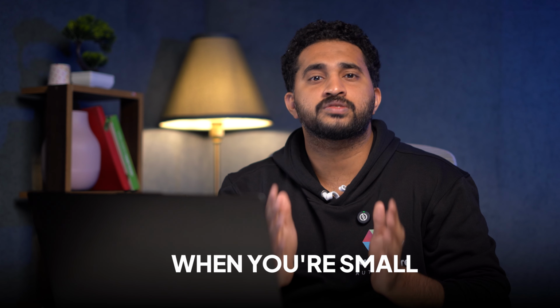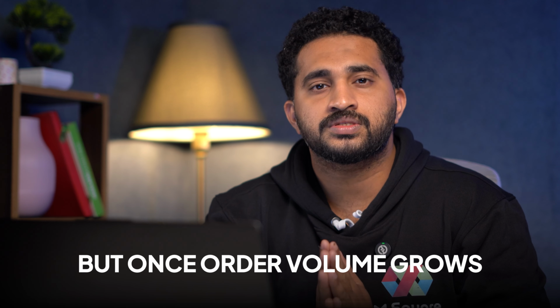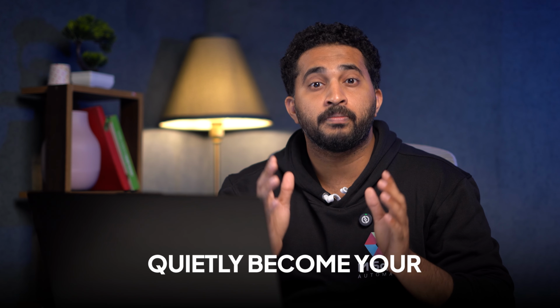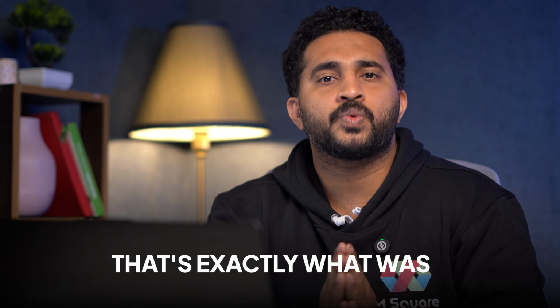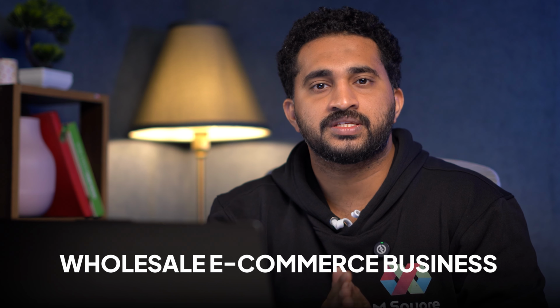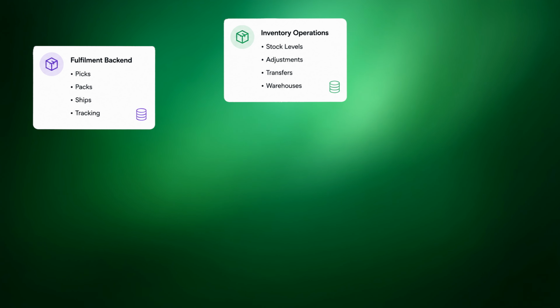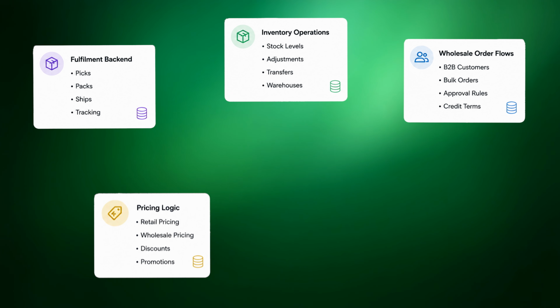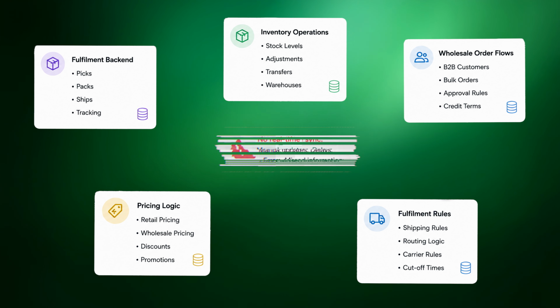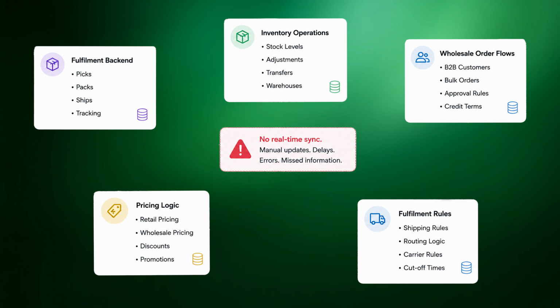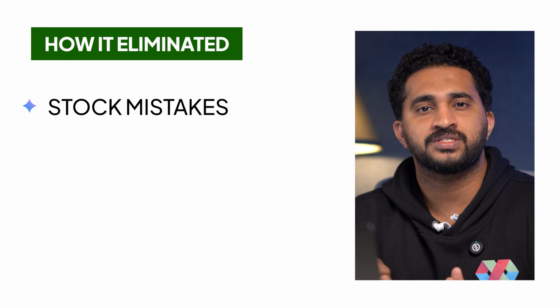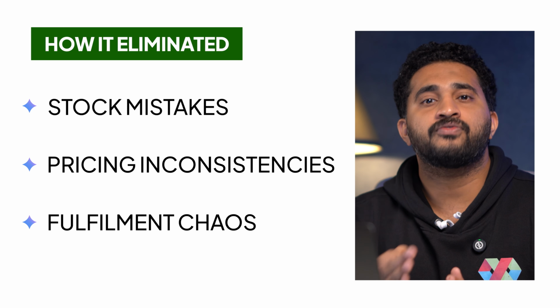That works fine when you are small, but once your order volume grows, those manual gaps quietly become your biggest bottleneck. That's exactly what was happening with one wholesale e-commerce business we worked with recently. They were running on Shopify, but behind the scenes, they had a fulfillment backend, inventory operations, wholesale order flows, pricing logic, and fulfillment rules, and none of them were talking to each other properly. So in this video, I am going to walk you through how we built the automation layer that connected everything, and how it eliminated stock mistakes, pricing inconsistencies, and fulfillment chaos.